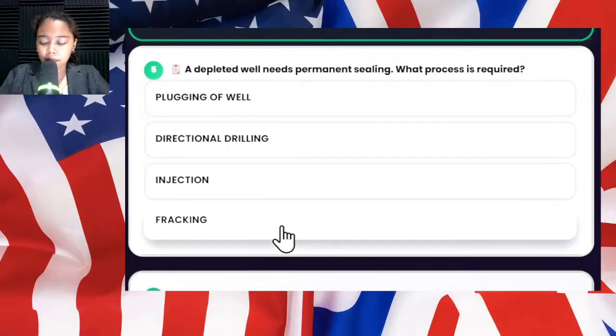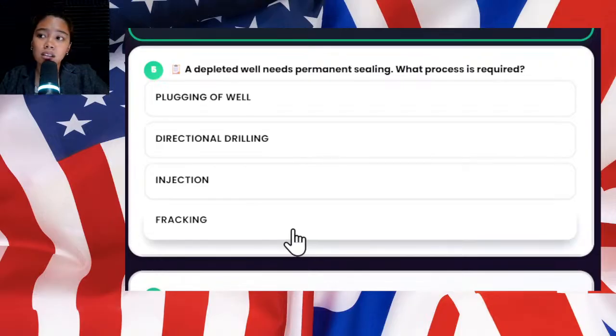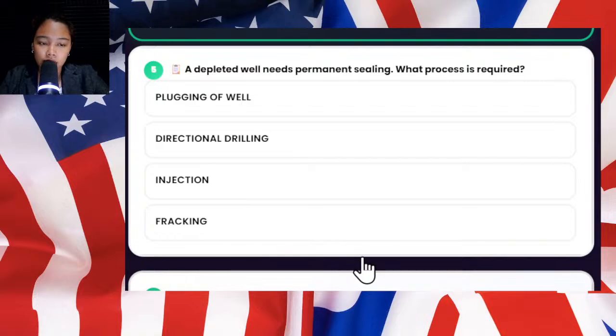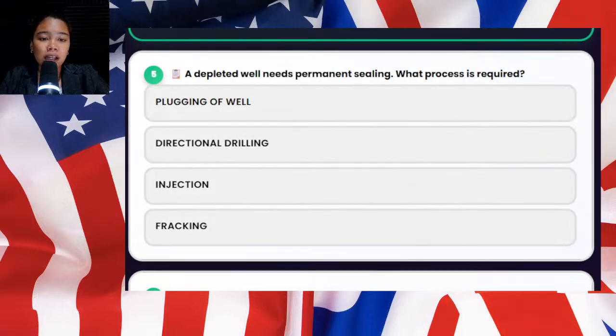So we have fracking. Now, the term fracking was not discussed explicitly in our discussion. It's not included in the 25 essential terms. But let's define it. Fracking is also called hydraulic fracturing. When we say hydraulic, it involves water.